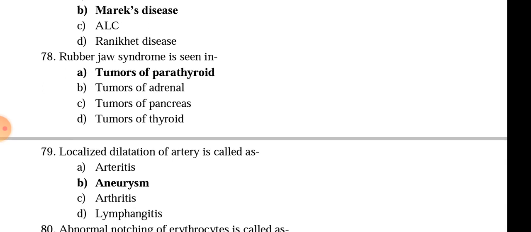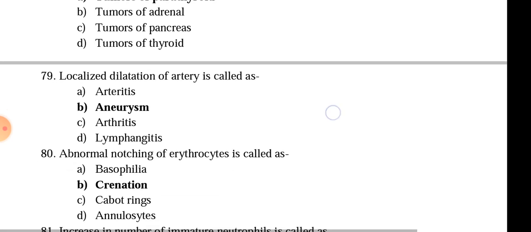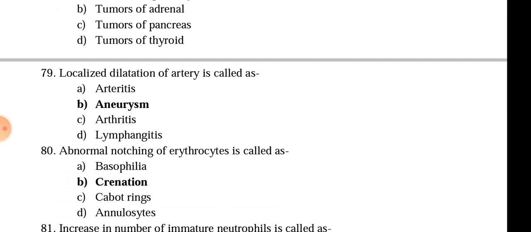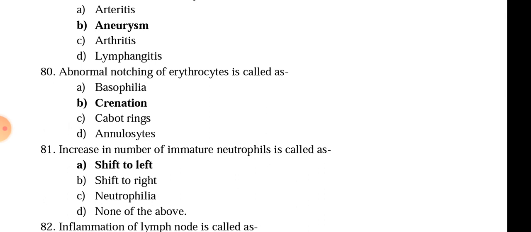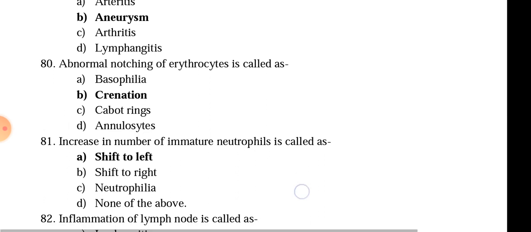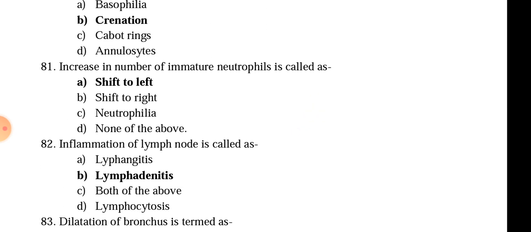Localized dilatation of an artery is called an aneurysm. Abnormal notching of erythrocytes is called crenation. An increase in the number of immature neutrophils is called shift to left. An increase in aged neutrophils means shift to right. Remember that left means immature: left indicates more immaturity, right indicates more maturity.